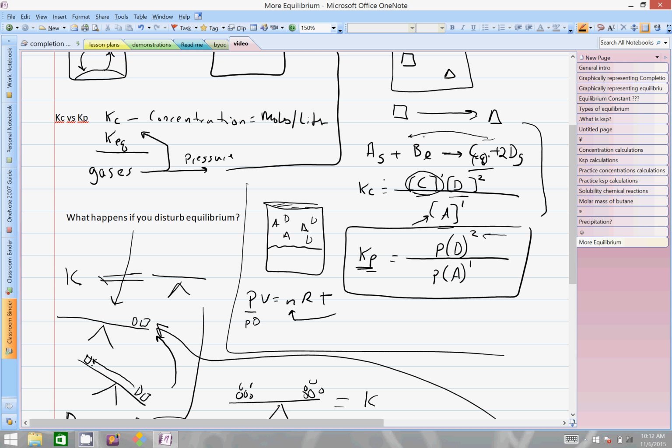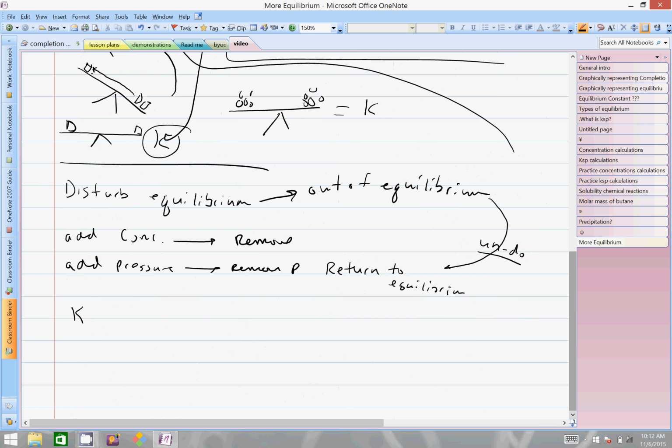So we're looking at things that, if we add them, they call it a stress. And if we add a stress, the system will undo the stress. This whole idea of undoing is called Le Chatelier's principle.